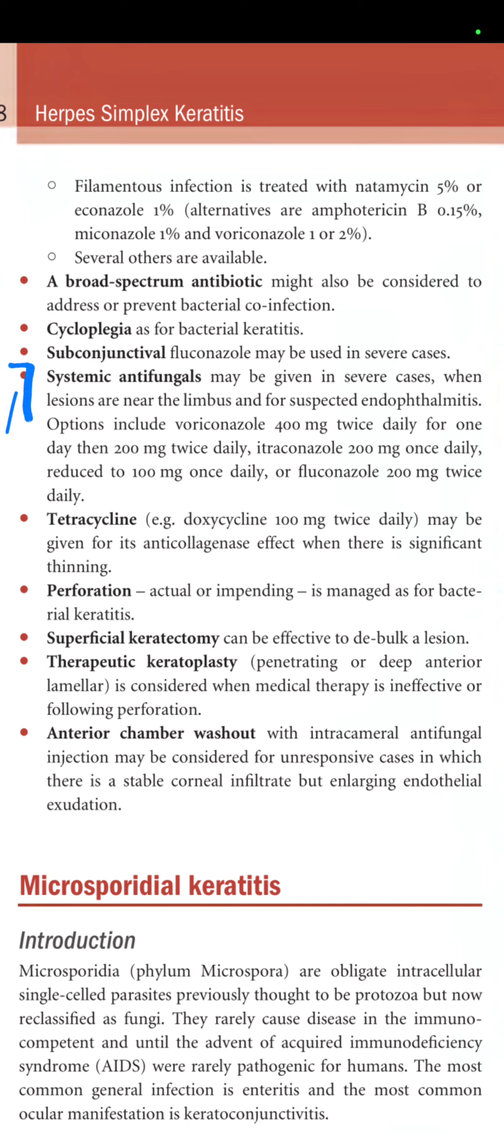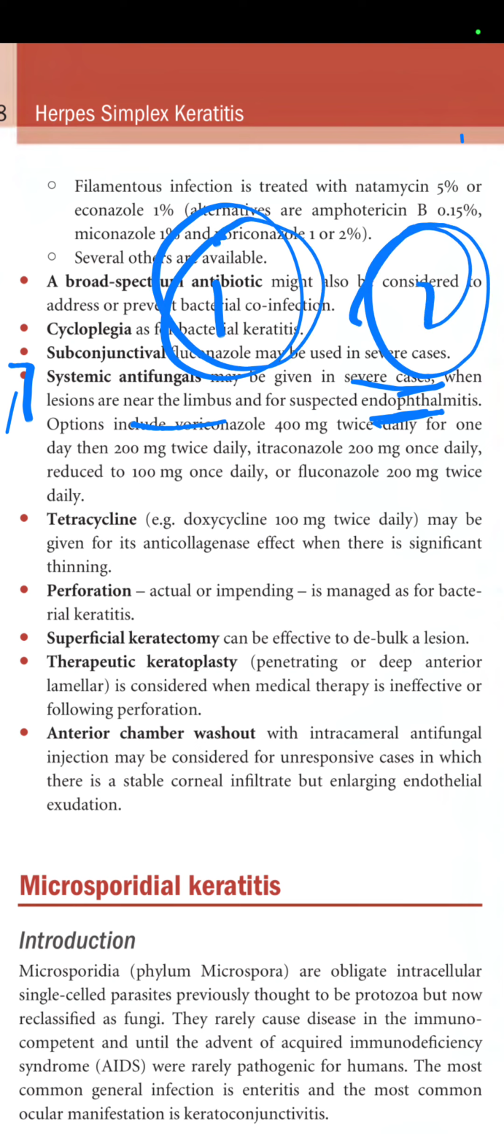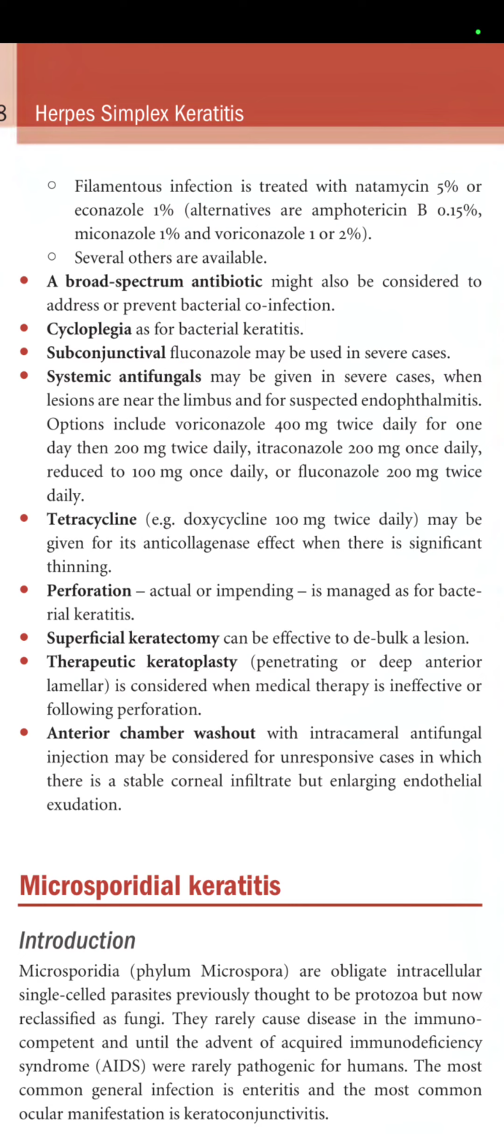Now, systemic antifungals may be given in severe cases, when the lesion is near the limbus, or for suspected endophthalmitis. So, what are the indications of the systemic antifungals? If the lesion is near the limbus, and second, for suspected endophthalmitis. What are the options? Options include voriconazole 400 mg twice daily for 1 day, then 200 mg twice daily.